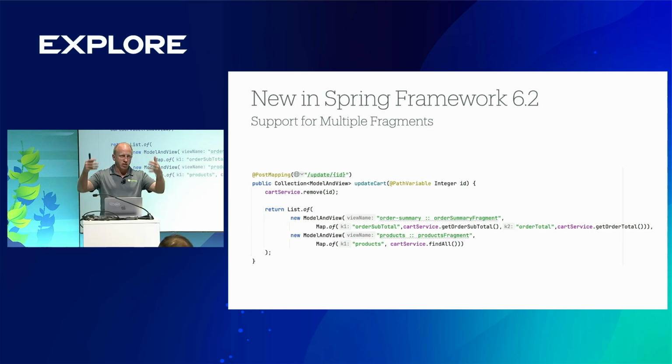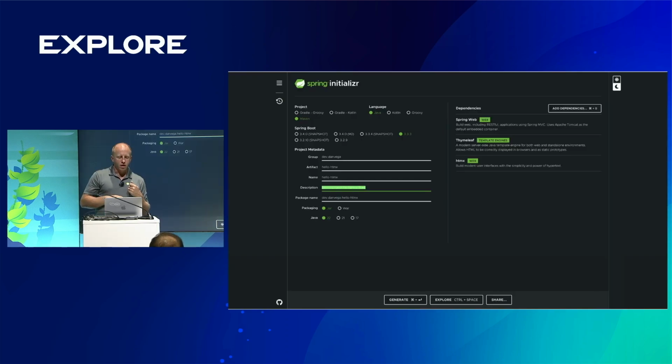So especially in HTMX, when we're rendering just fragments, we want to ask the server for just a piece of HTML: update this sidebar, update this island over here. Before this, you could only return one fragment. Now we have the ability to support multiple fragments.